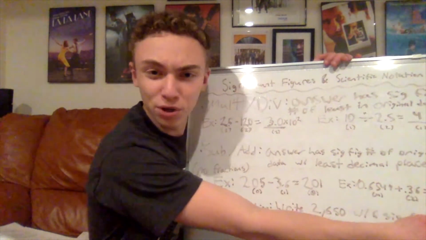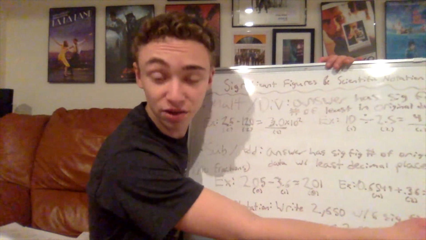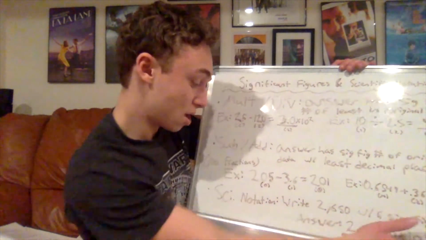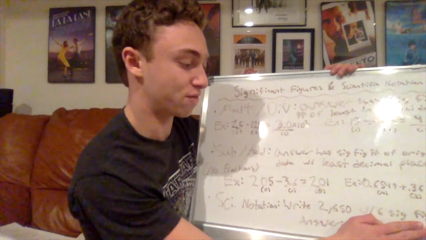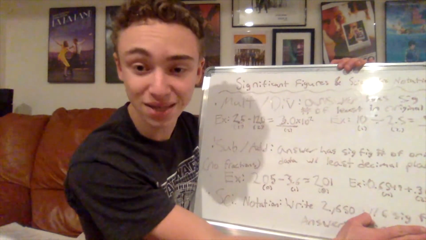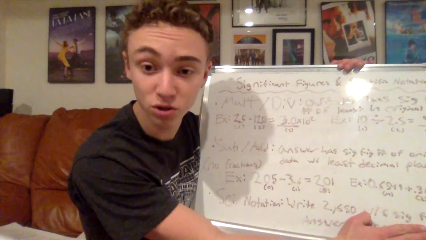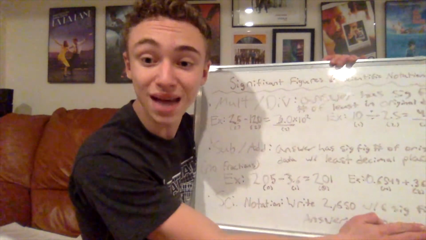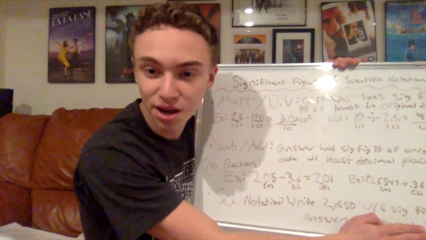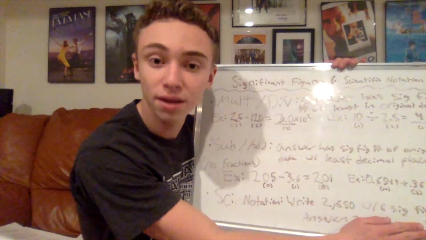So I'm going to do one scientific notation problem for you at the end. So write 2,650 with 6 significant figures. So 2,650 has how many? 3 significant figures, right? 0 doesn't count, so it's 5, 6, and 2. So we're going to use scientific notation, our new best friend. So I'll give you a second to get the answer. Now I'm going to show you.